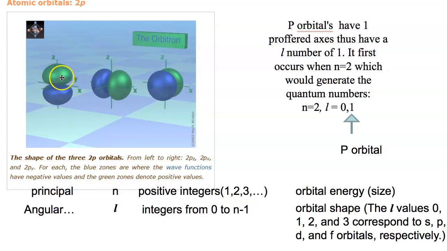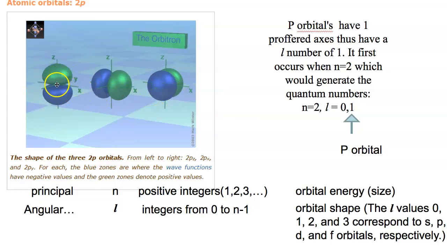That doesn't index a type of preferred axes. What that indexes, that m sub L, it basically tells you how many orientations in space they can have. Since the p orbital has one preferred axis, it can exist in the z, the x, or the y plane. And so there are 3 different p orbitals.